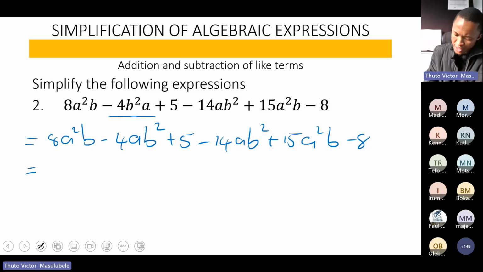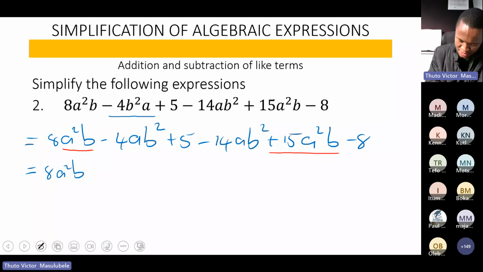So in other words, what's going to happen in this particular expression? We look out for the like terms, and I'm sure you'll realize which other term has the same variables with the same exponents. So if you check which other term has a squared b, that will be 15a squared b. So we must quickly group those like terms together because they go together: same variables with the same exponents. So we'll have 8a squared b plus 15a squared b.